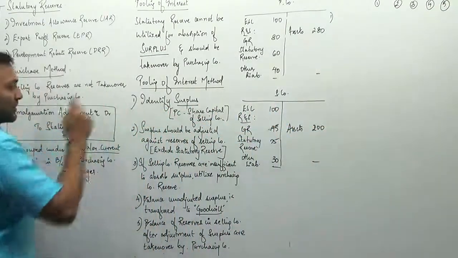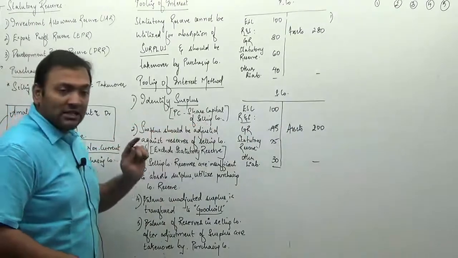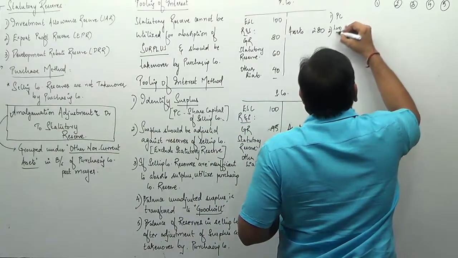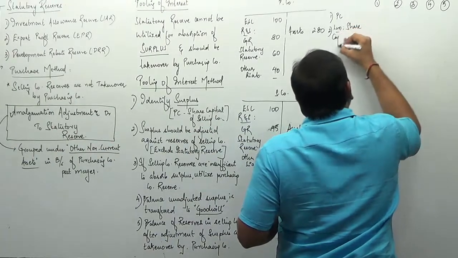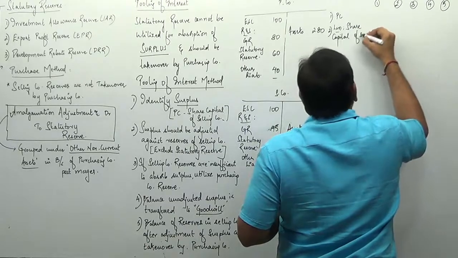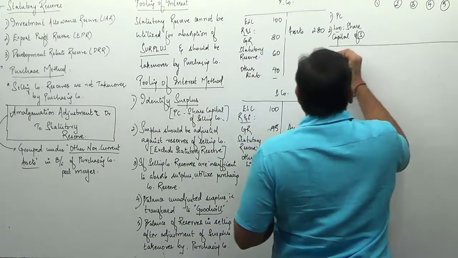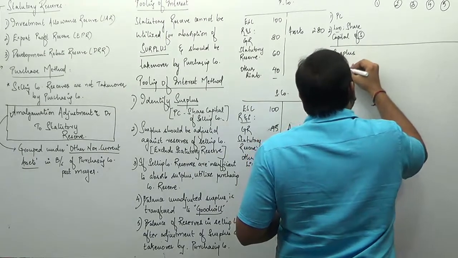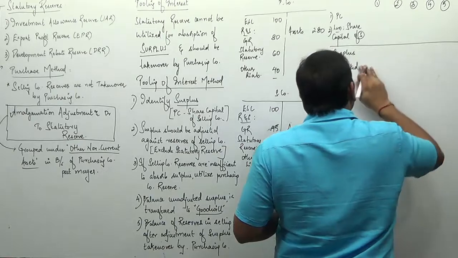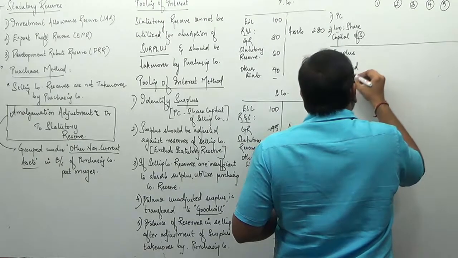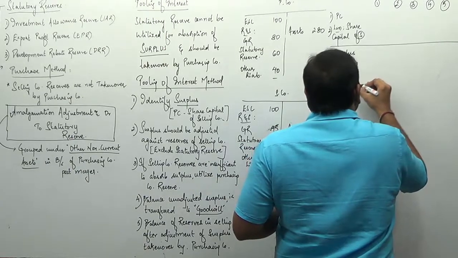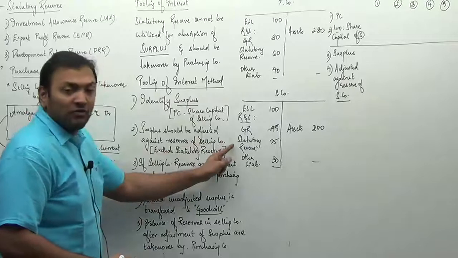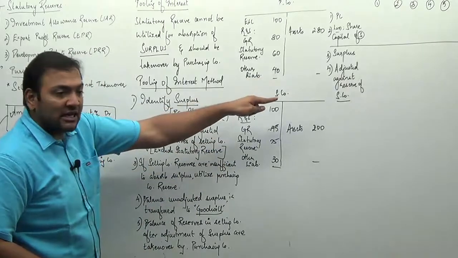First thing, what do we have to do? First step, identify surplus. How do you identify surplus? Purchase consideration minus share capital of selling company. This will give us surplus. The surplus we have identified should be adjusted against the reserve of the selling company first. Always, first thing, surplus should be adjusted against the reserves of the selling company.